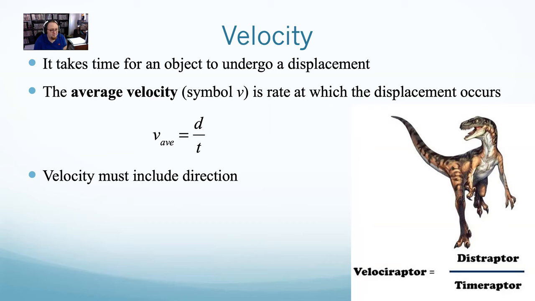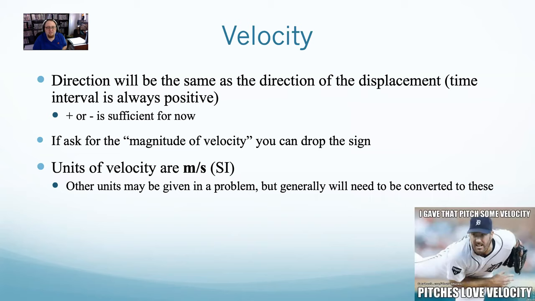Now, the direction for velocity, or average velocity at least, will always be the same as the direction of the displacement, because time will always be positive. Sometimes I might ask for the magnitude of velocity. If I ask for the magnitude of velocity, just drop the sign. If it's positive, keep it positive. If it's negative, make it positive. Average magnitude of velocity is just what is on average. And this also will have units of meters per second. If you're ever given something not in meters per second, make sure you convert it.